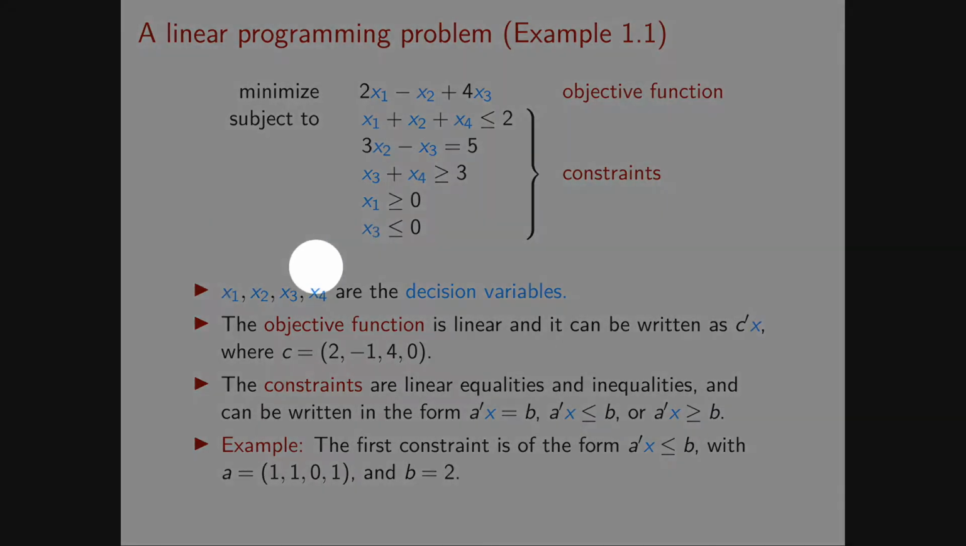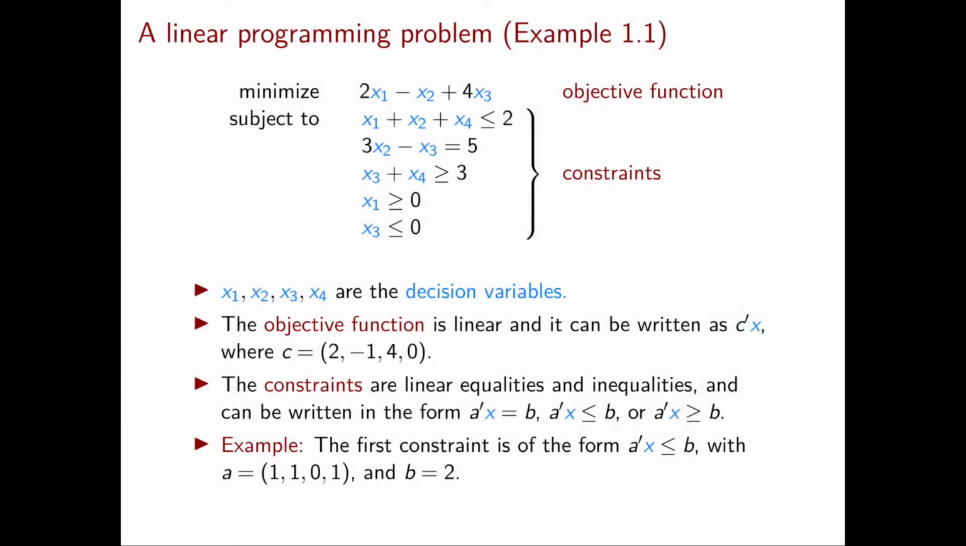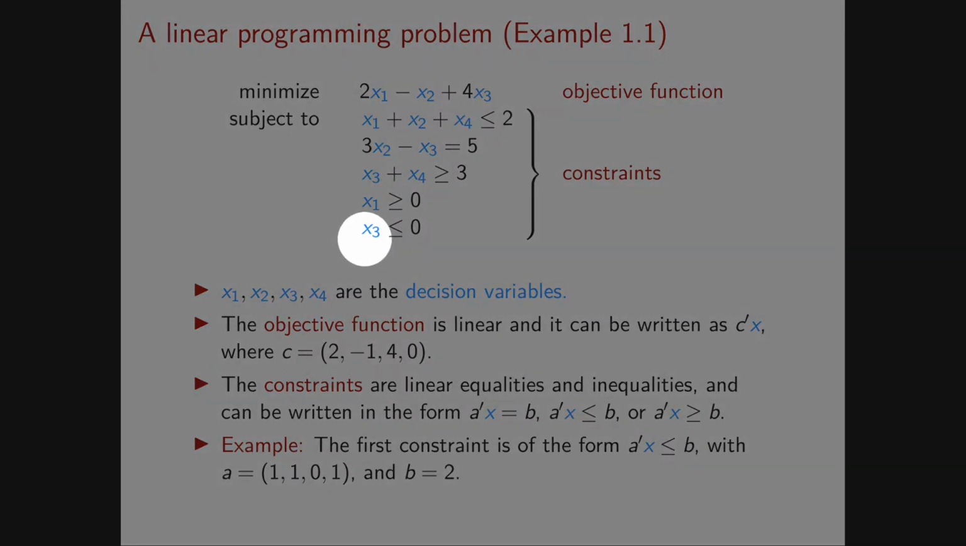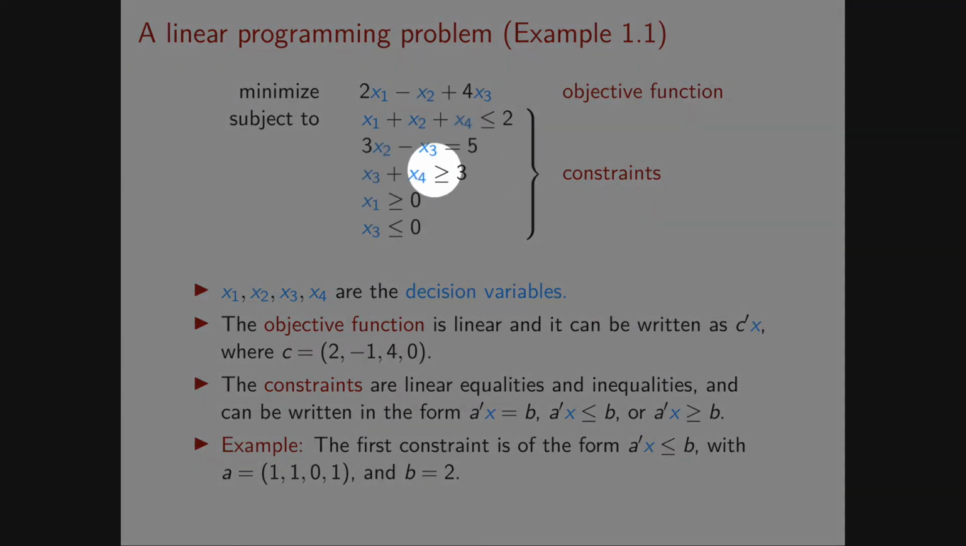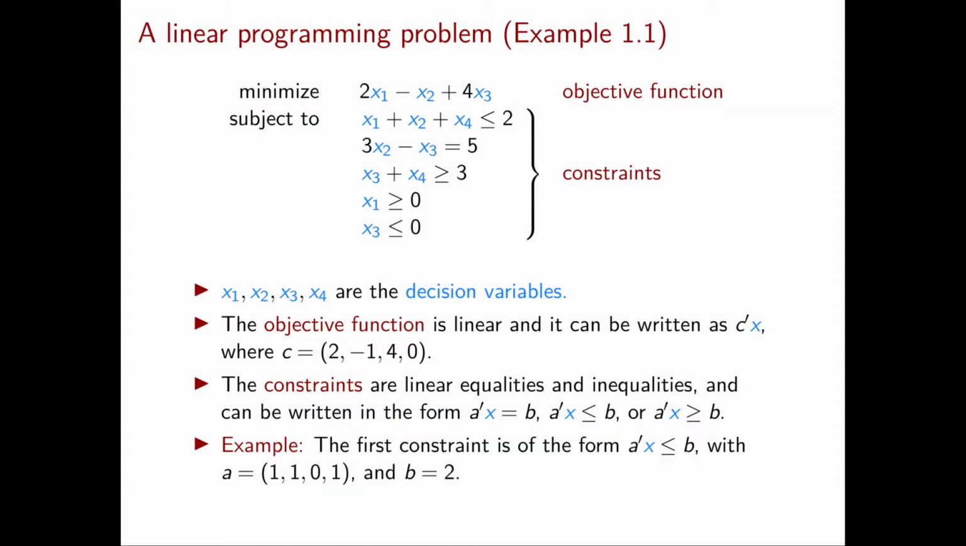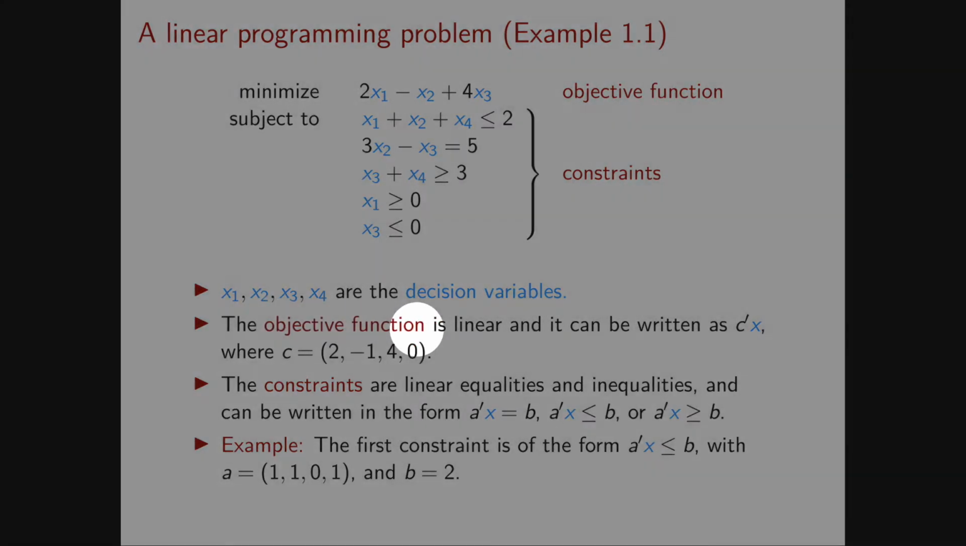In this example, x1, x2, x3, and x4 are called the decision variables. In our linear programming problem, we want to find a numerical value for every decision variable so that when we substitute such a value in the problem, then all the constraints are satisfied and the value in the objective function is as small as possible. Note that in our example, our objective function, which is 2x1 minus x2 plus 4x3, is a linear function.